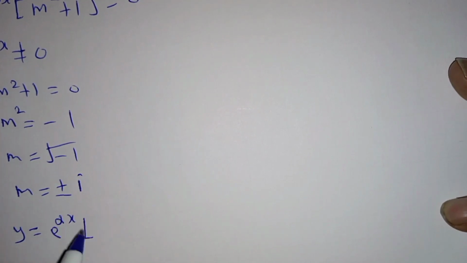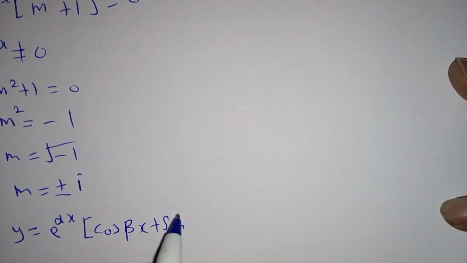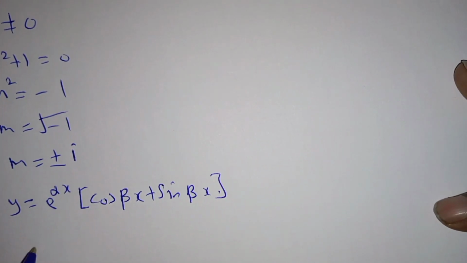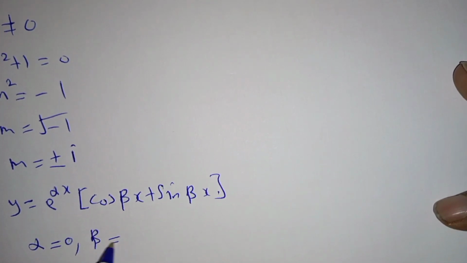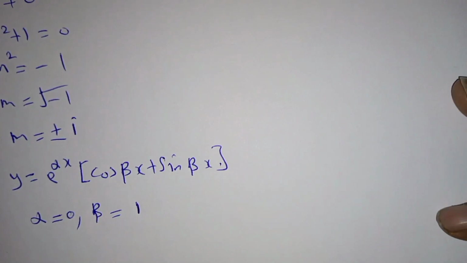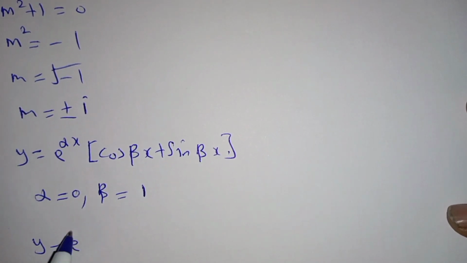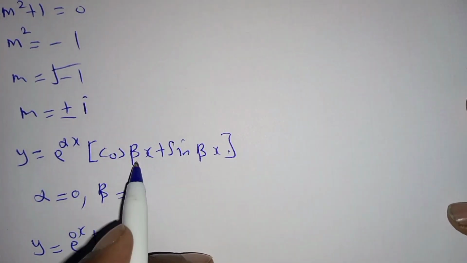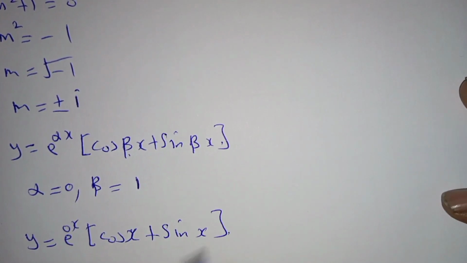Now, for a complex root, the general solution is given by y is equal to exponential alpha x into bracket cos of beta x plus sine of beta x, you close the bracket. Now, in our case, alpha is equal to 0, beta is equal to 1 from here, meaning that our general solution will be given as y is equal to exponential 0x into bracket cos of x, substituting in beta with 1, plus sine of x.